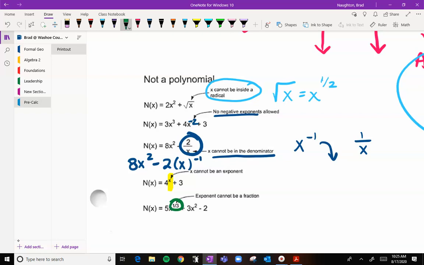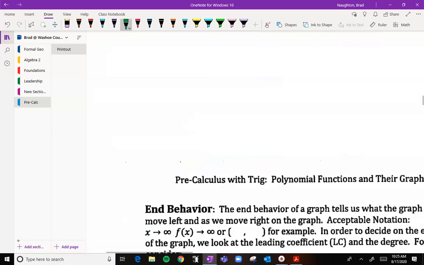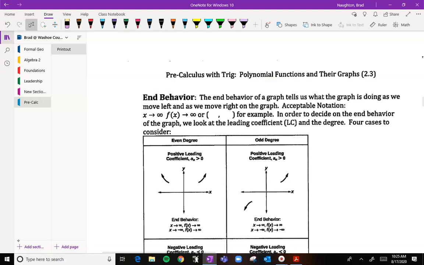Alrighty, so we have really looked into our polynomials and what there is. We've identified them. We know what they are and what they aren't. So now let's talk about that other end behavior. End behavior, one of our big vocabulary words for the day, tells us what the graph is doing as we move to the left and as we move to the right.